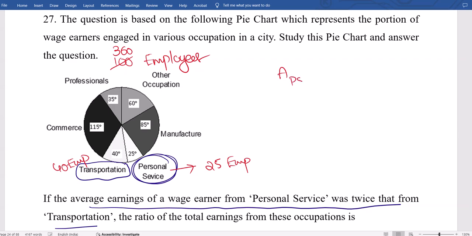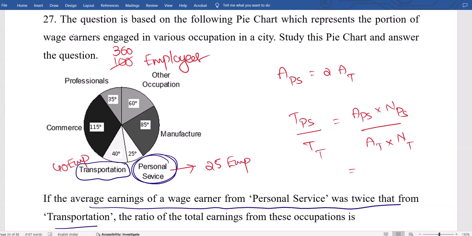Average of personal service is twice the average of transportation. We want total earning of personal service with respect to total earning of transportation. Total is average into number of people. So personal service 25, transportation 40 employees. Average of personal is twice the transportation. It will get cancelled. 20, which is 5 by 4 it seems.